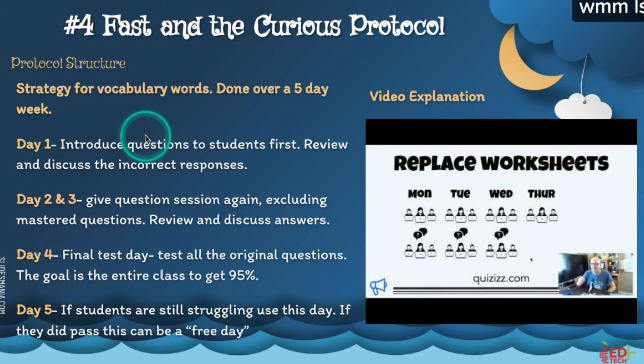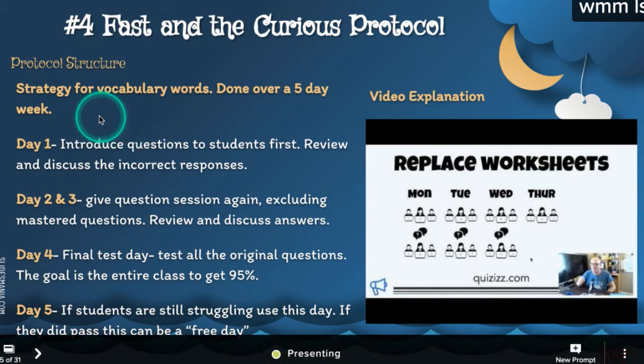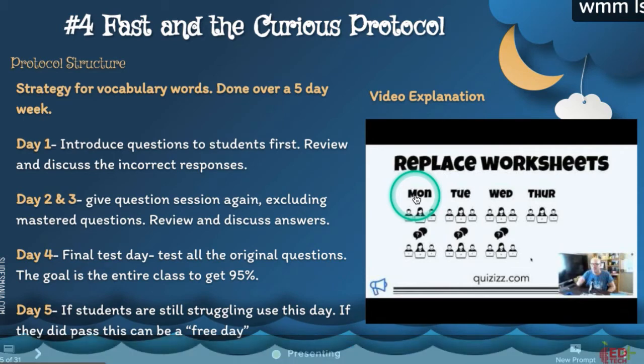The fourth EduProtocol is Fast and Curious. Now, Fast and Curious is one of my favorite EduProtocols, and this is a strategy for vocabulary words, and it sort of flips the general idea of how students learn vocabulary words in a completely different way. What you're going to do is on Monday, give the list to the students with the words and vocabularies, not to study, but to do an interactive digital assessment.